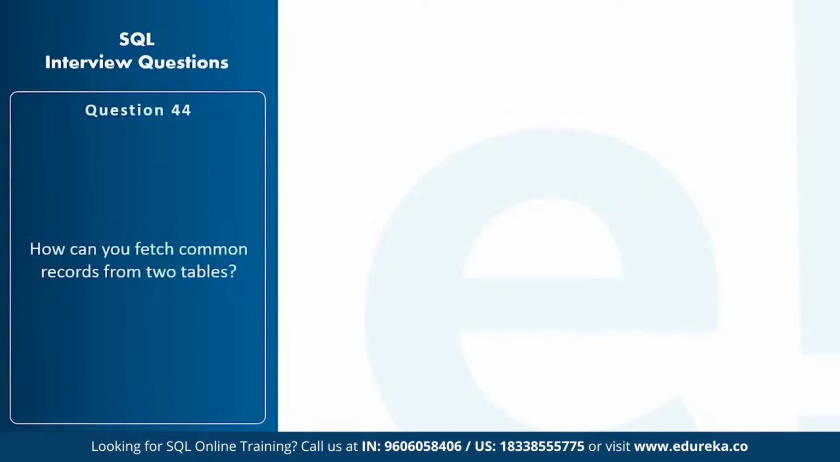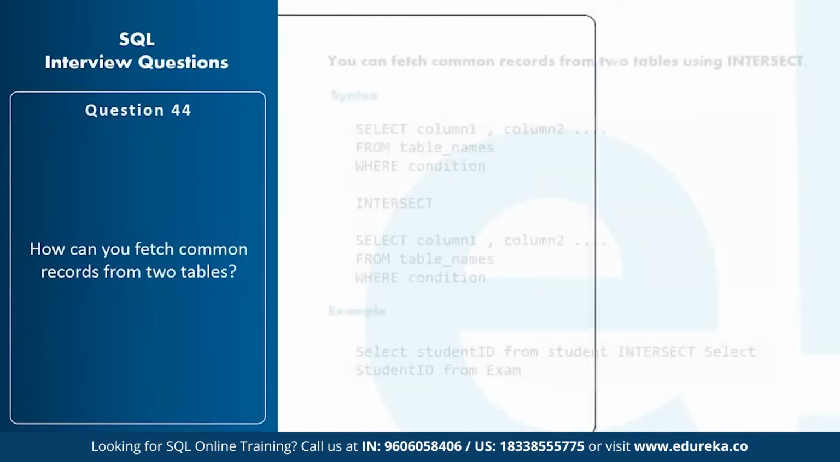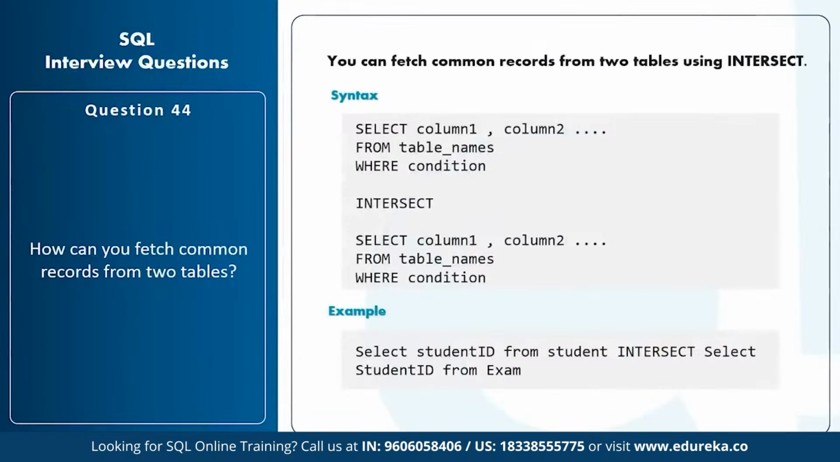Now let's move forward to our next question, that is, how can you fetch common records from two tables? Well, you can fetch common records from two tables by using the intersect statement. So the syntax of the intersect statement is, as you can see on the screen, select column 1, column 2, and so many columns from the table name where condition, basically you mention the condition over here, then you mention the keyword intersect, and then again mention another table name, right? So again you mention select the columns from a specific table where the condition matches. So that's how you use the intersect command.